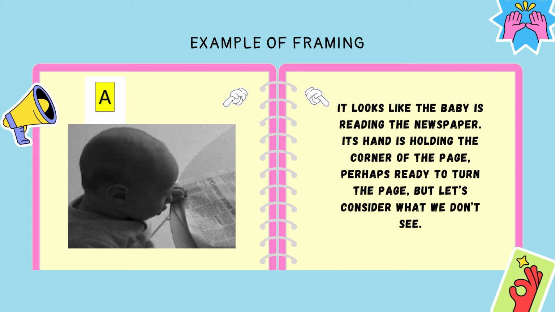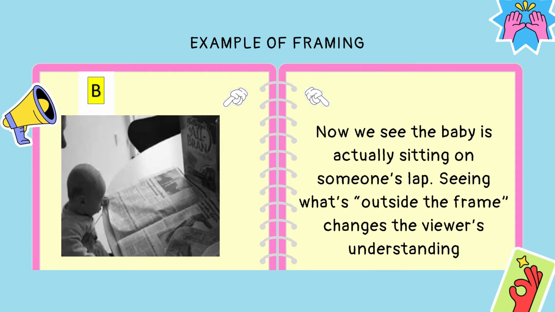But take note, let's consider what we don't see. So this is what we don't see in picture B. If you try to look at the bigger picture, we can see the baby is actually sitting on someone's lap. Seeing what's outside the frame changes the viewer's understanding. So that is about framing.